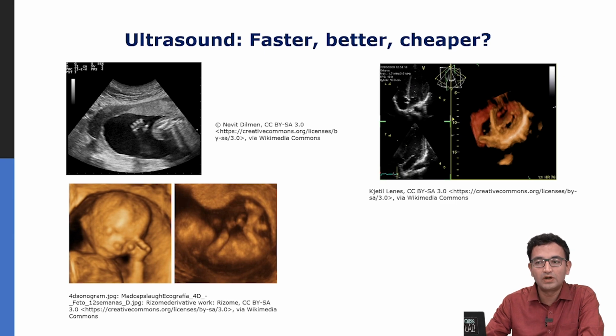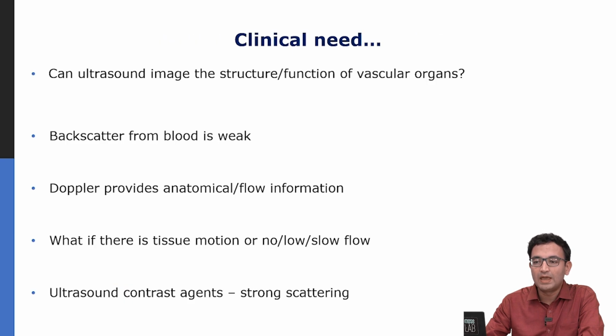But ultrasound falters when it comes to imaging blood-filled or vascular organs. The reason is that the backscatter from blood is not very strong. The blood is mostly liquid, it only has few formed elements, and because of which there is not a very strong signal from the blood. Now, there is a workaround, of course.